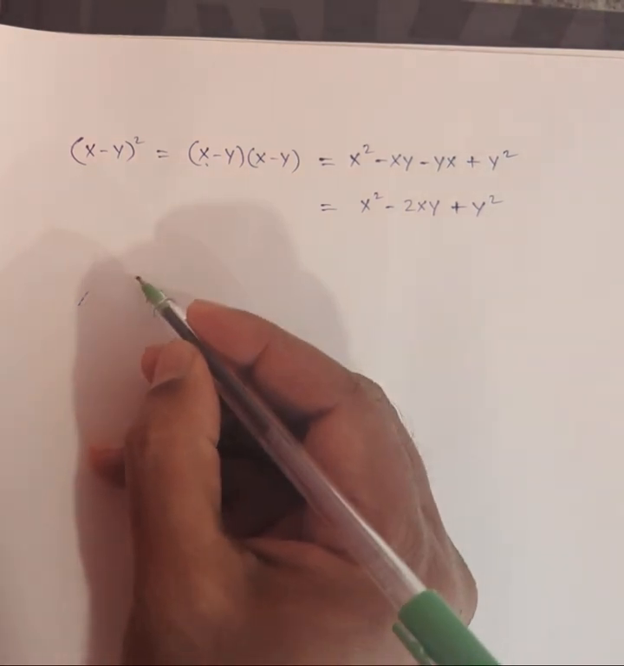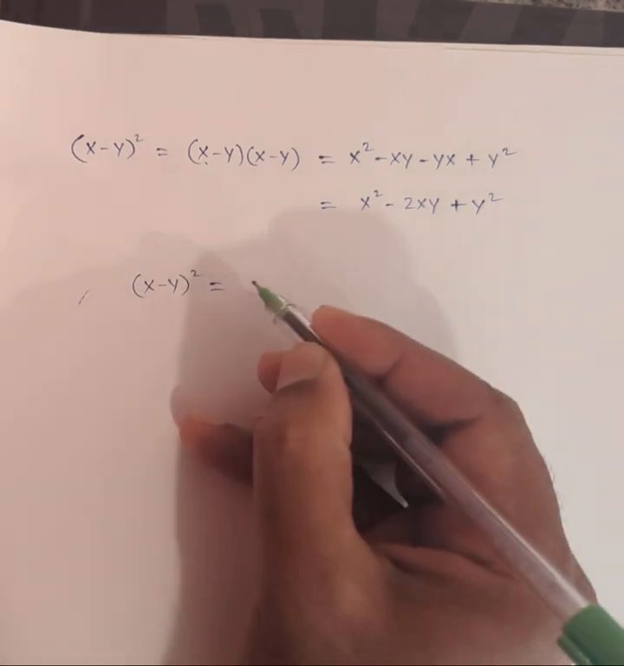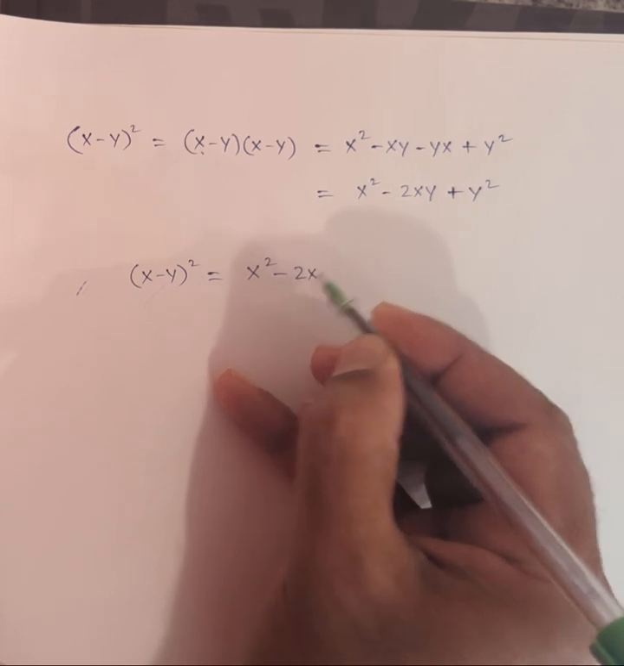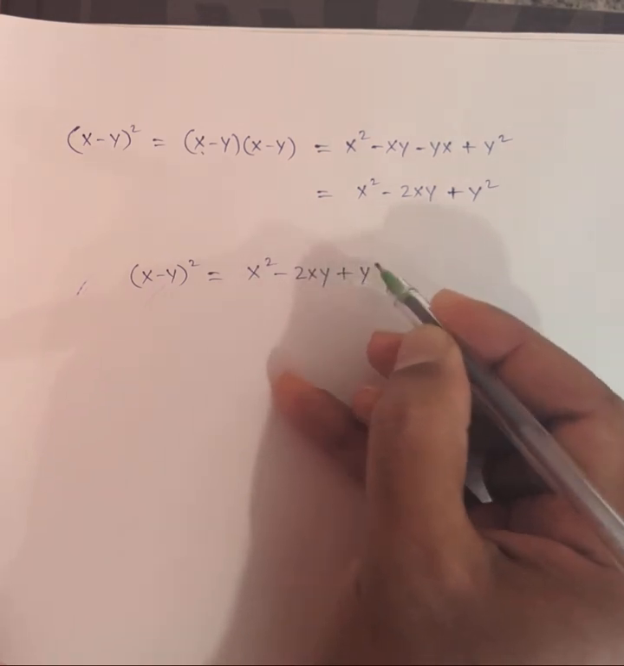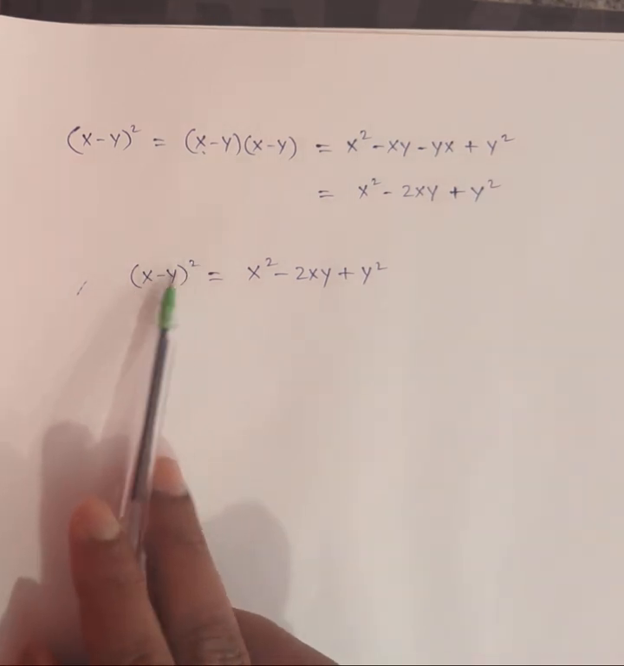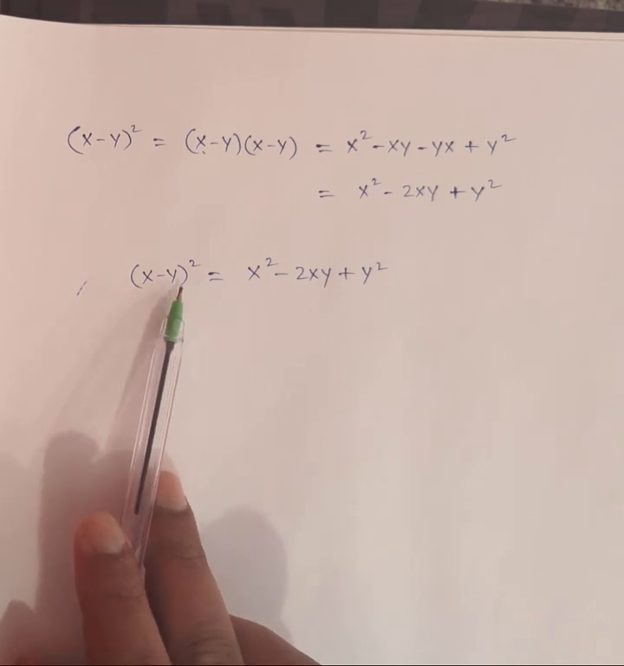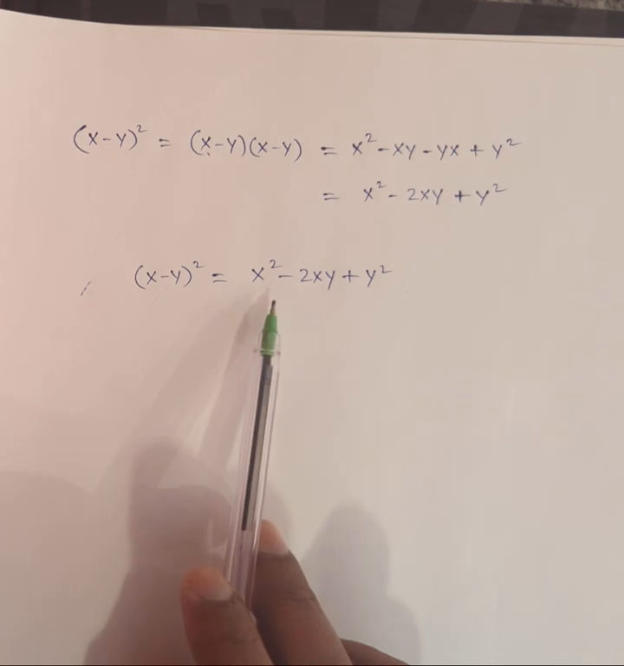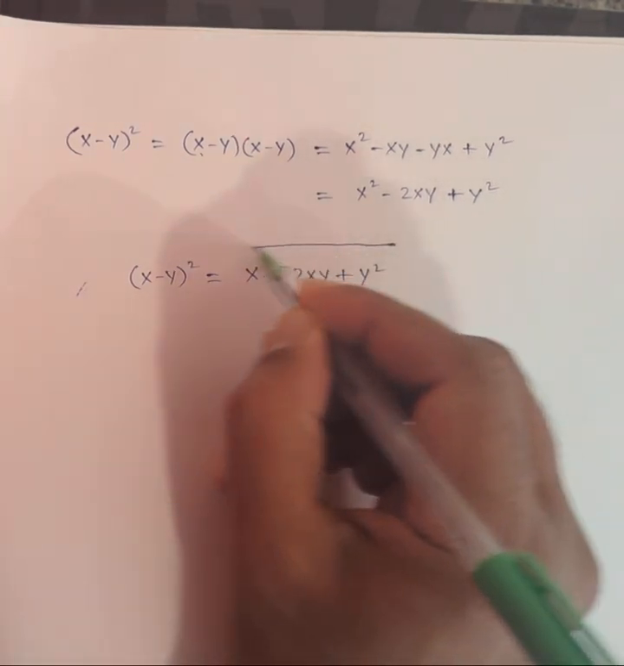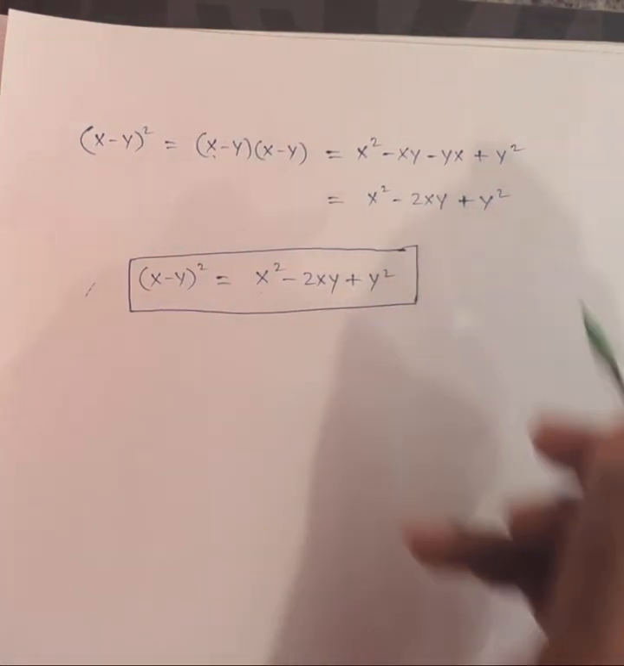So what's my formula now? It's x minus y quantity square equal to x square minus 2xy plus y square. And as you can see, you simply can't distribute that. You can't say this is x square minus y square. No. It has three terms. Again, it's x square minus 2xy plus y square. So this is also important to remember.